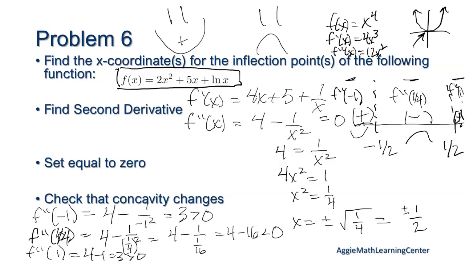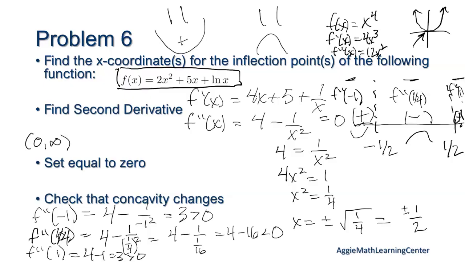Basically, the only thing that we have to worry about is natural log of x, right? That's the only thing that might happen. So if you remember, natural log of x is defined anywhere from 0 to infinity, but not including 0. So -1/2 is not an inflection point because we can't even plug that into the original function.